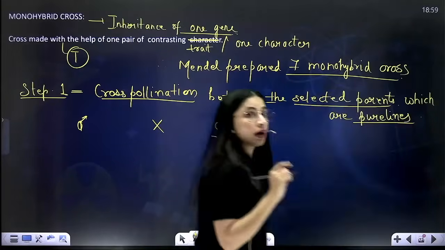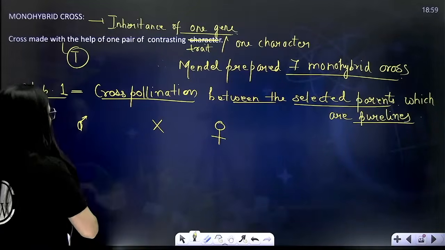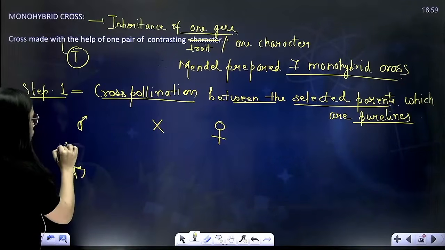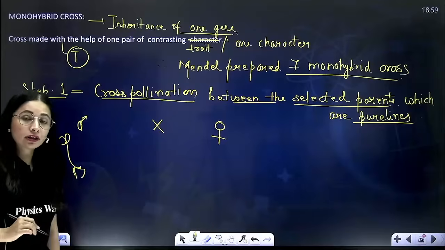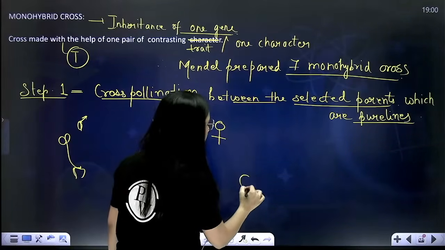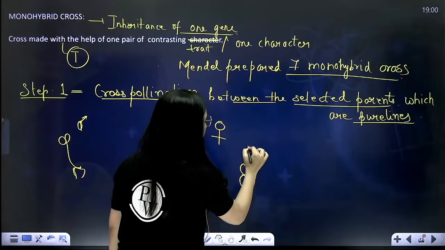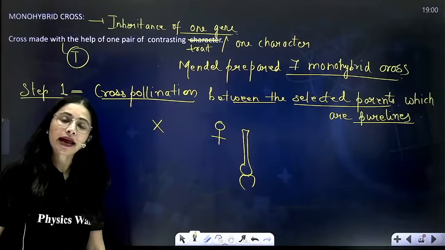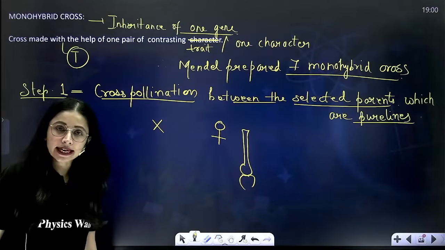Which are pure lines. So suppose I have chosen one male flower whose androecium I am going to use, and a female flower whose gynoecium we are going to use. Right? Understood? Yes or no?